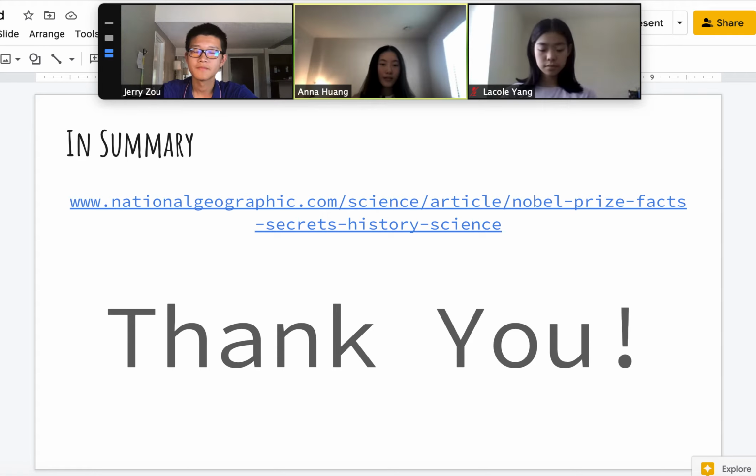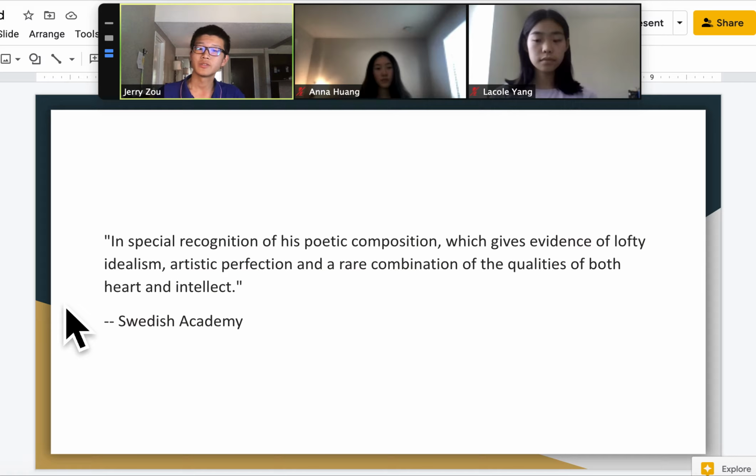Most of his poems are known probably for the third quality, a combination of the qualities of both heart and intellect. Because of Sully's engineering background, most of his poems are related one way or another to engineering. And he himself said that he wanted to create scientific poetry, something like science fiction, but instead he took the aspect of science fiction into writing poetry.